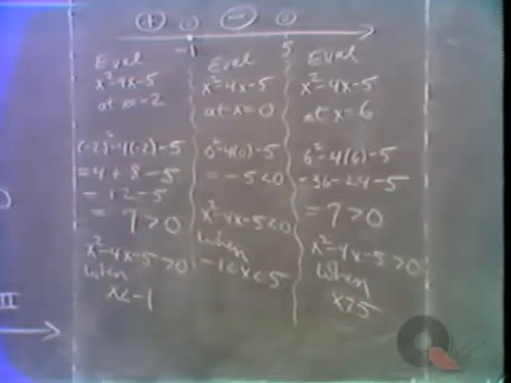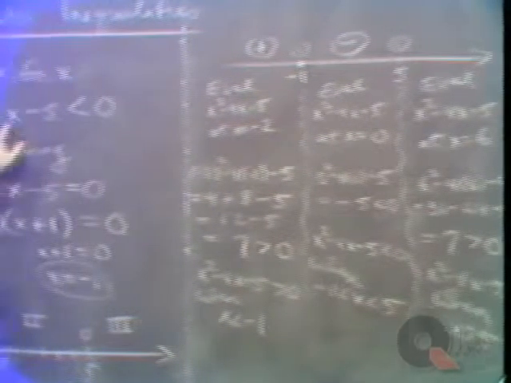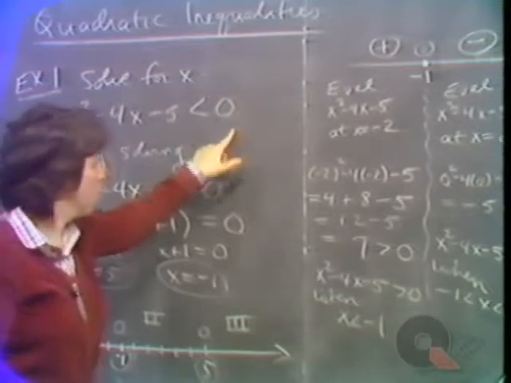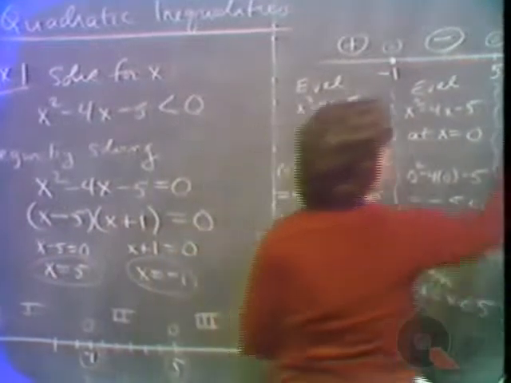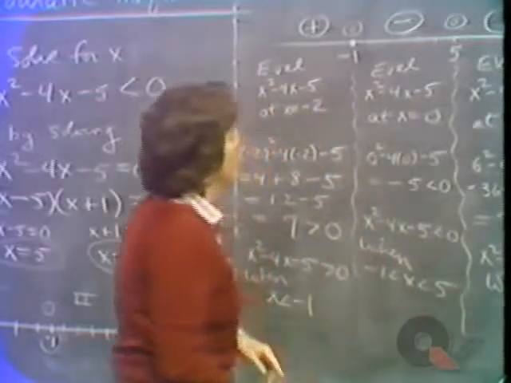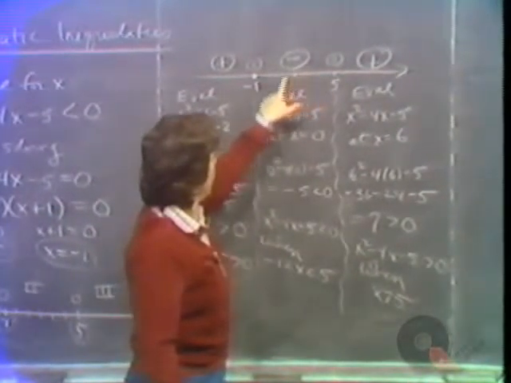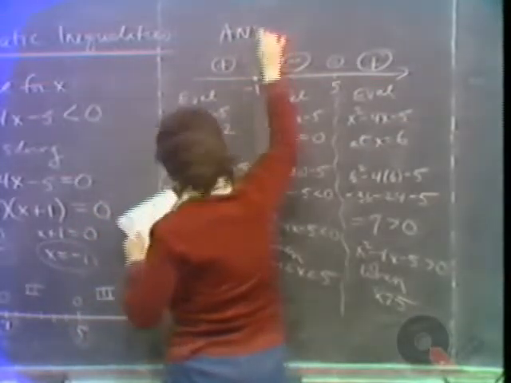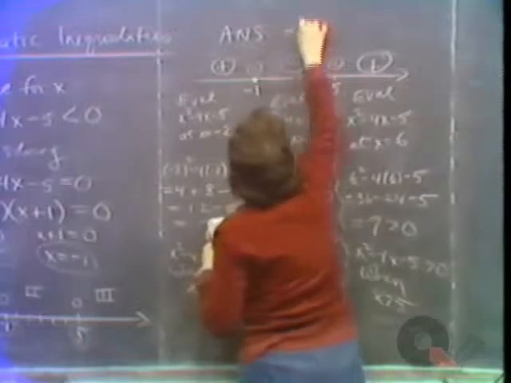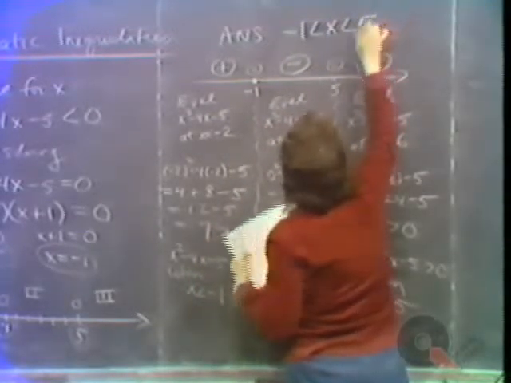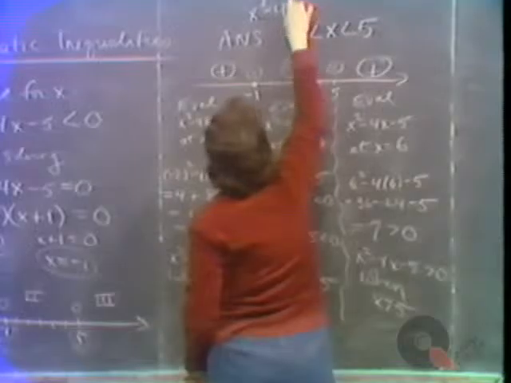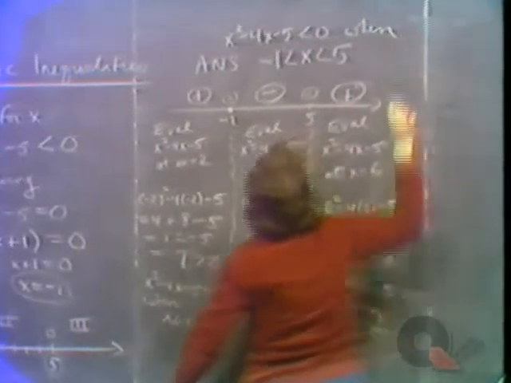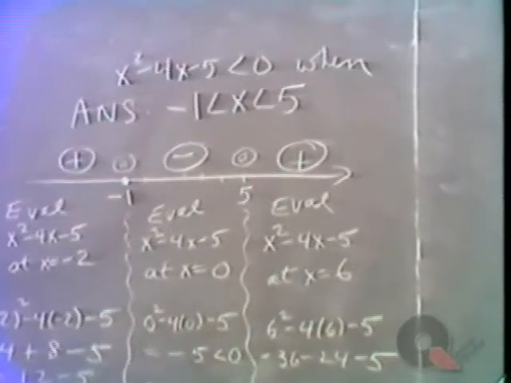Okay, now what was the original question? The question is, when is x squared minus 4x minus 5 less than 0? When is it negative? Okay, and the answer was, well, it was positive throughout the third portion. The answer is that it is only negative between minus 1 and 5. Okay, so our answer is x squared minus 4x minus 5 is less than 0 when x is between minus 1 and 5.